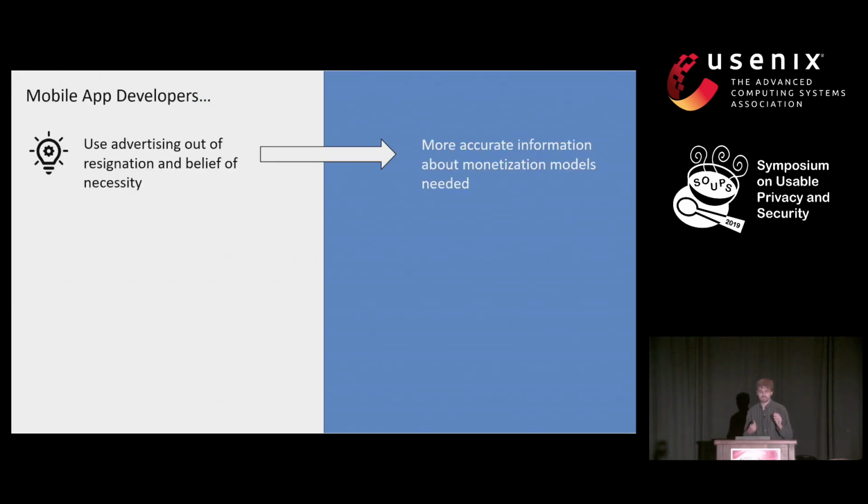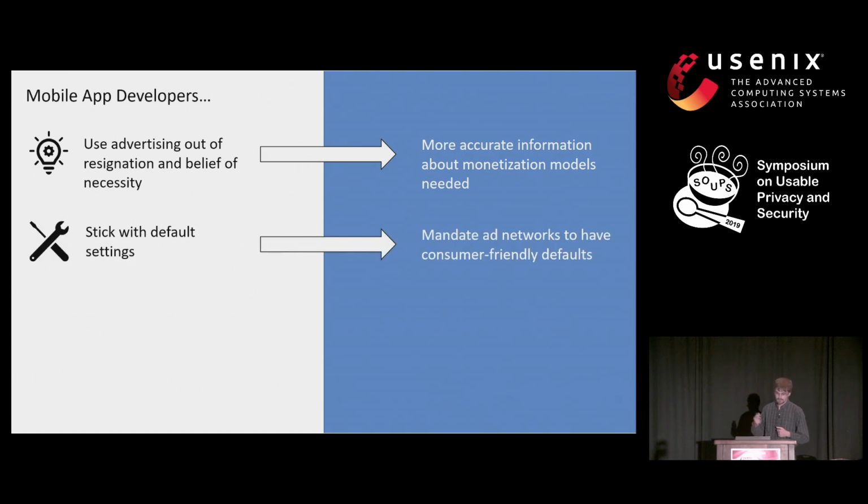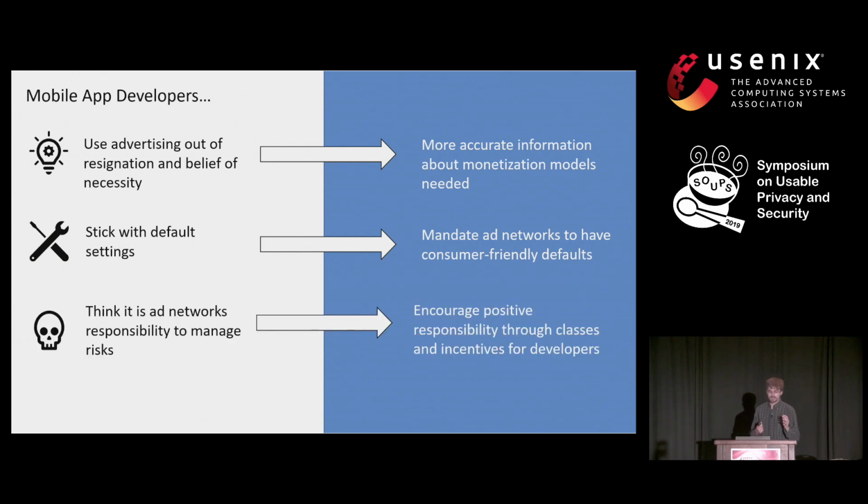Thus, in conclusion, mobile app developers use advertising out of resignation and belief of necessity, suggesting that maybe more accurate information about what monetization models work under what circumstances is needed. They overwhelmingly stick with default bias, suggesting that maybe one area of intervention could be mandating advertising networks to have consumer-friendly defaults. And they think it is the ad network's responsibility to manage consumer risk, suggesting that maybe we should encourage positive responsibility through either classes or incentives for app developers.